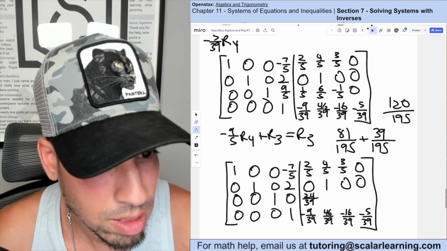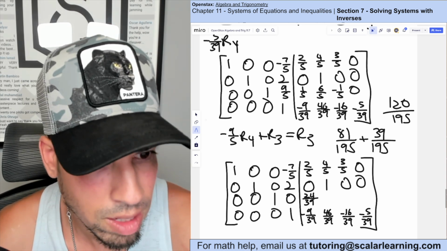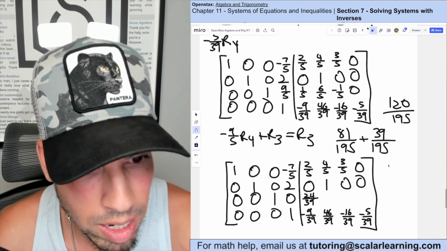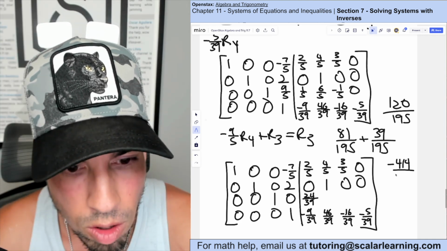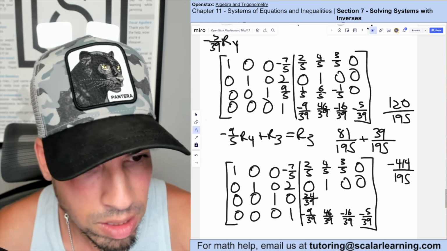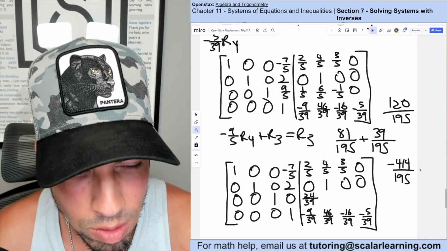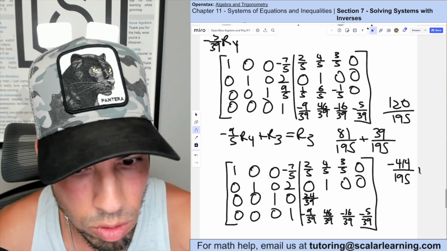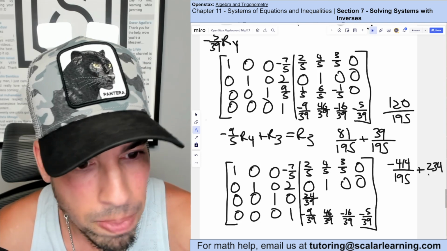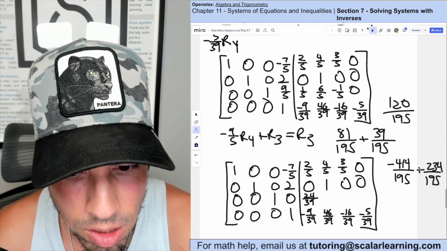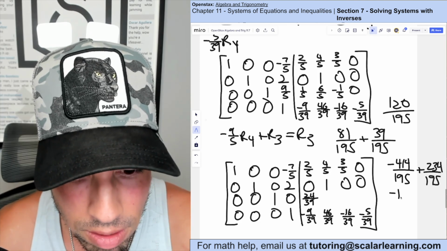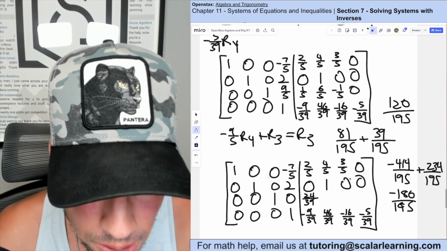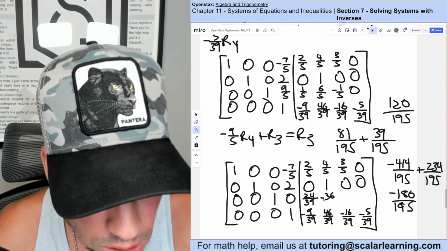Then we got this times this guy, negative 9 times 46. That is 360 plus 54, or 414, negative 414 over 195, and then plus 6 fifths. 6 times 39 is 180 plus 54 is 234, right? 234 over 195, just to get common denominators. And then that's going to be negative 180 over 195, which simplifies to, if you divide top and bottom by 5, negative 36 over 39.